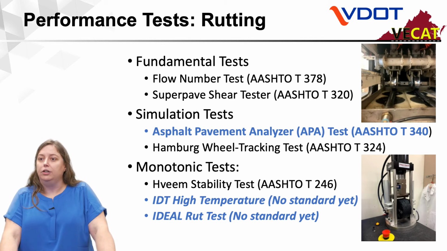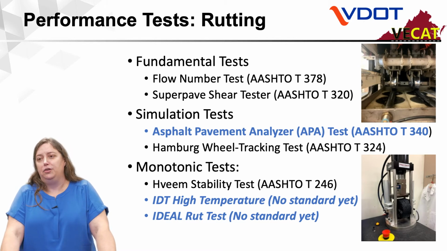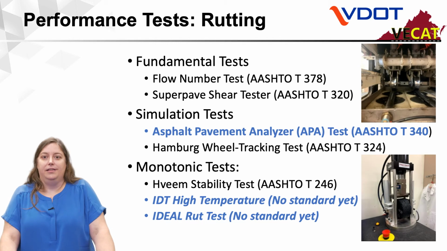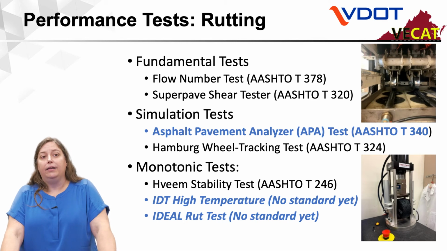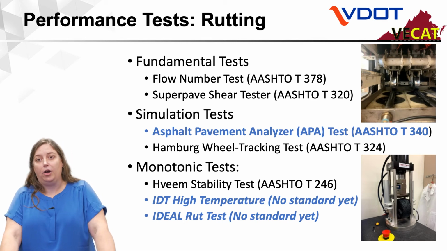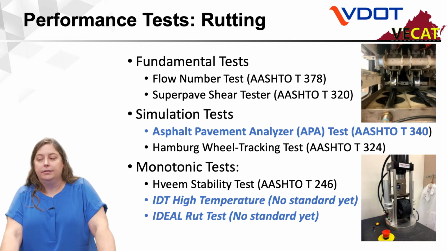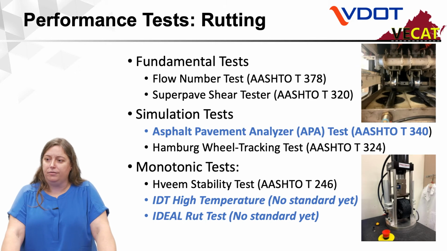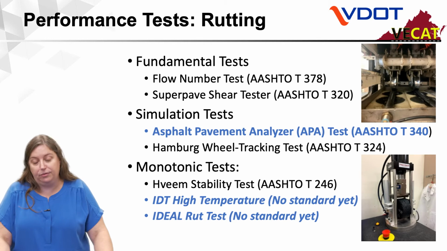We are continuing to use that as our design test for rutting. As we talk more about the tests and you hear more about the tests, this test is not sufficient for production. It takes entirely too long to get results. So we are also looking at some of the monotonic tests that we hope to implement in the future. The indirect tensile high temperature test and the IDEAL rut test. Neither of these tests has a standard available yet, but we anticipate that they will be coming out shortly, in the next few years.